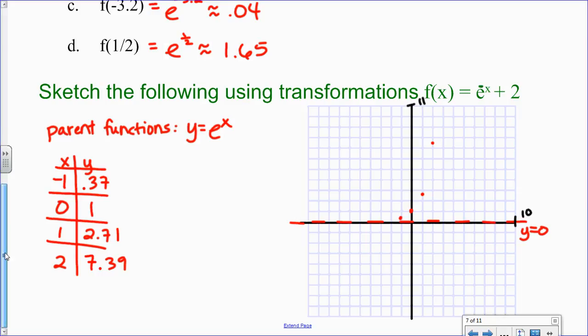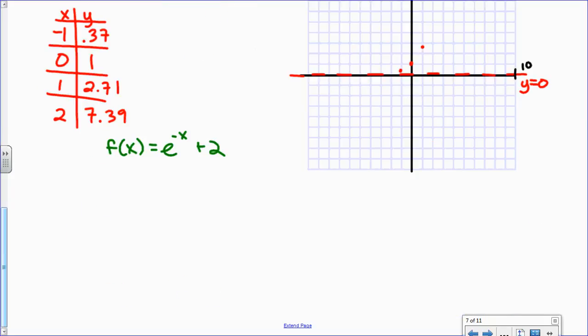But if I now do the graph of f of x equals e to the negative x plus 2, I'm going to use transformations. The negative x means I reflect over y. Remember, the negative up here for the x, you reflect over y. The negative out front reflects over x. And then the plus 2 at the end, I shift up 2. Good.